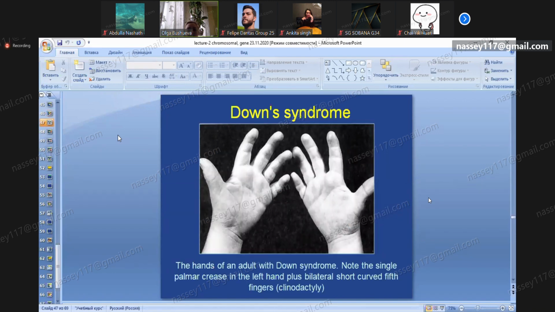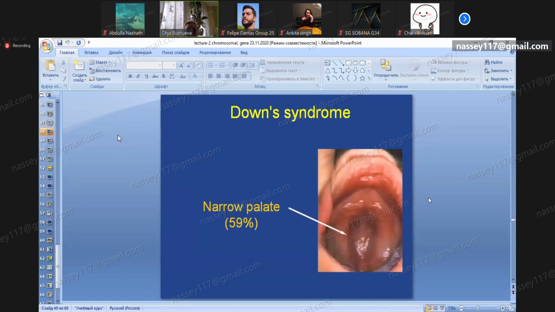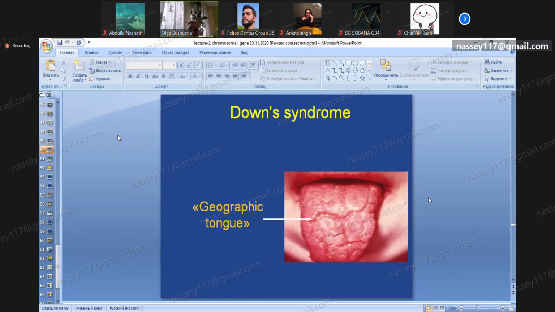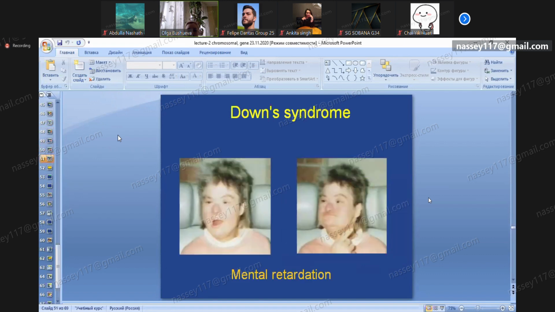On this slide, you can see hands of an adult with Down syndrome. Note the single palmar crease in the left hand plus bilateral short curved fifth fingers. It's called clinodactyly. Narrow palate, abnormal shape of teeth, geographic tongue, mental retardation.